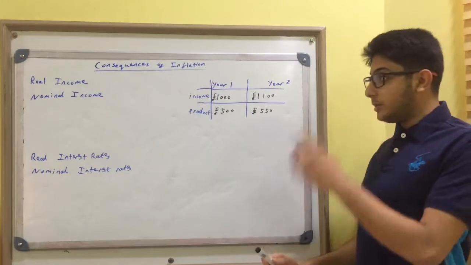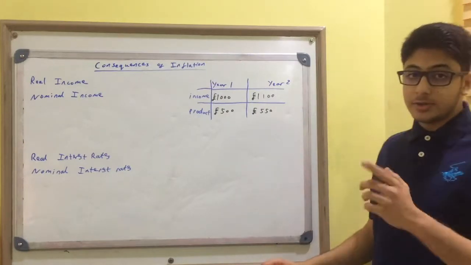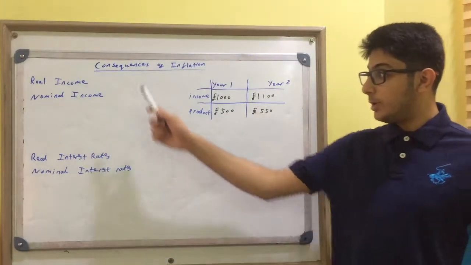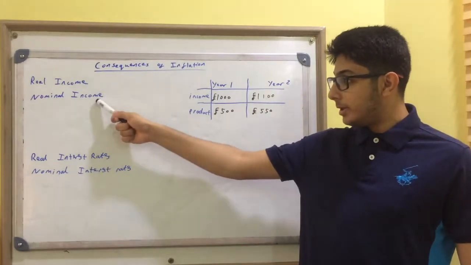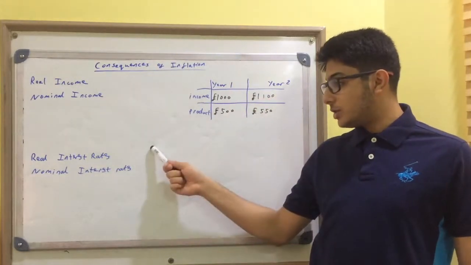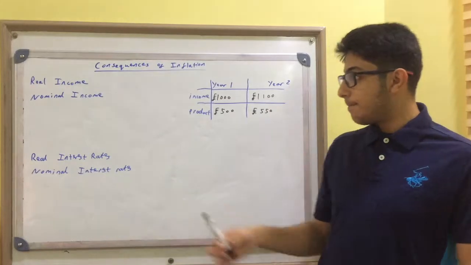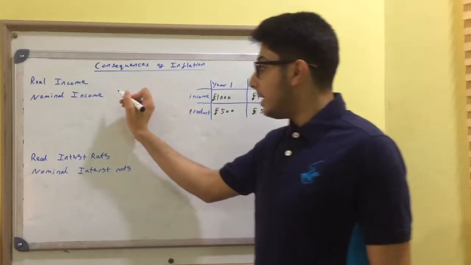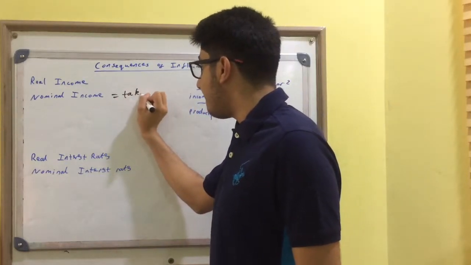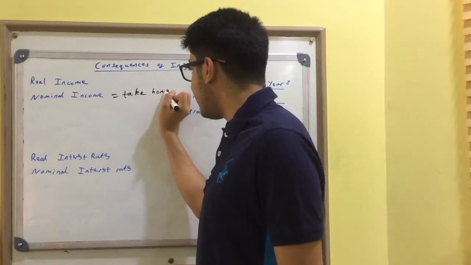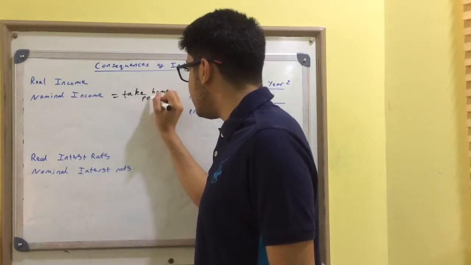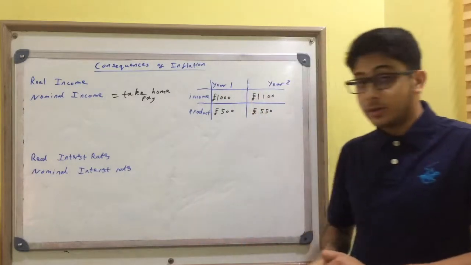Next. Now, consequences of inflation. Before we talk about consequences of inflation, we need to know the difference between real income and nominal income, and the difference between real interest rates and nominal interest rates. Nominal income is your take-home pay. Okay? It's not been adjusted for inflation.